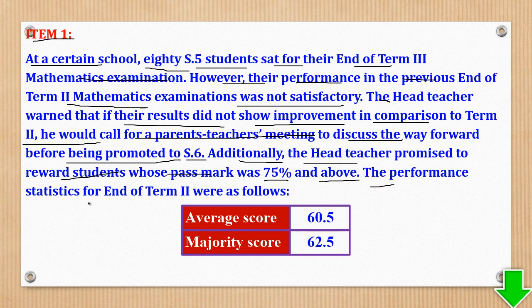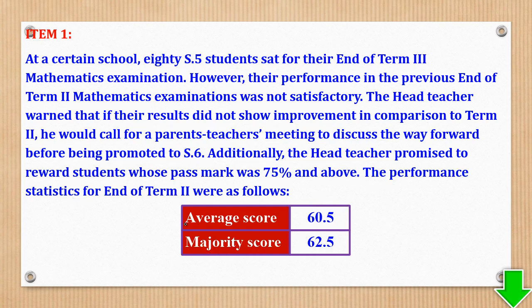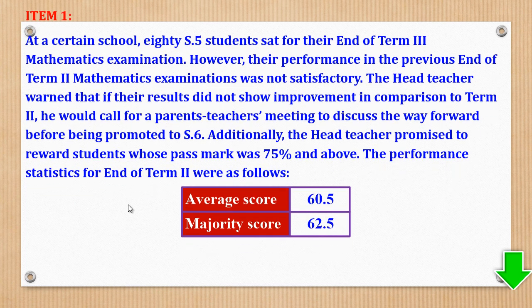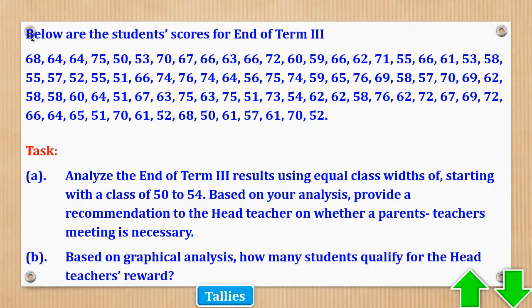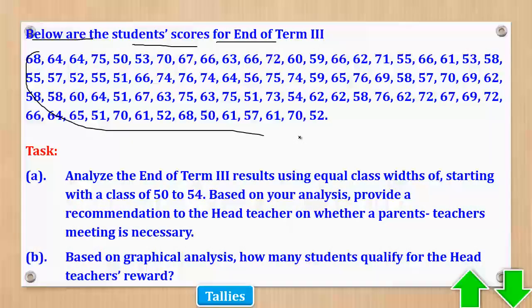The performance statistics for end of term 2 were as follows. The average score was 60.5 and the majority score was 62.5. Majority is another word to mean mode. Below are the students' scores for end of term 3 as listed here. So these should all be 80.